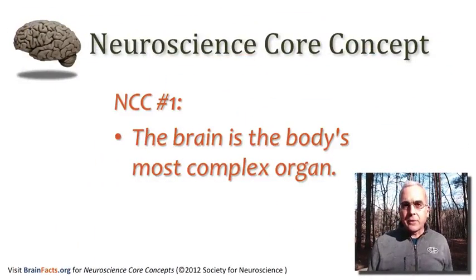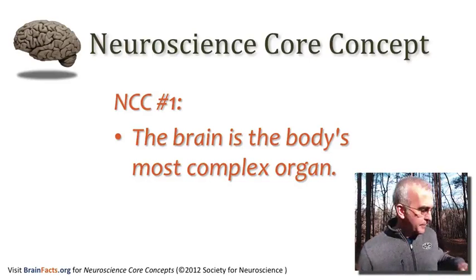This topic relates to one of our core concepts in the field of neuroscience. It's core concept number 1, that the brain is the body's most complex organ. And the complexity we're going to explore today concerns the functions of the 12 cranial nerves.